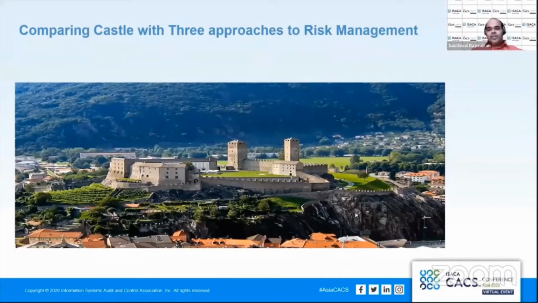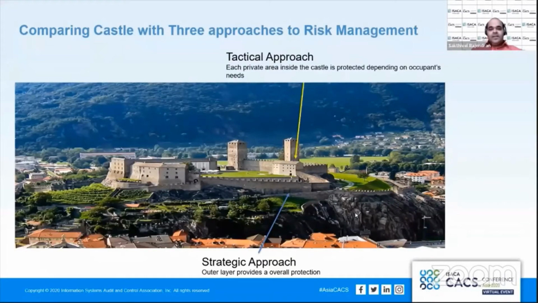This is a good analogy to understand the three approaches to cybersecurity risk management. The outer layer, which provides the overall protection to the organization or to the castle, is equivalent to our strategic approach. Then inside the castle, you have each private area, which is equivalent to the business units within an organizational context, and which has its own protection needs. This is our tactical approach.